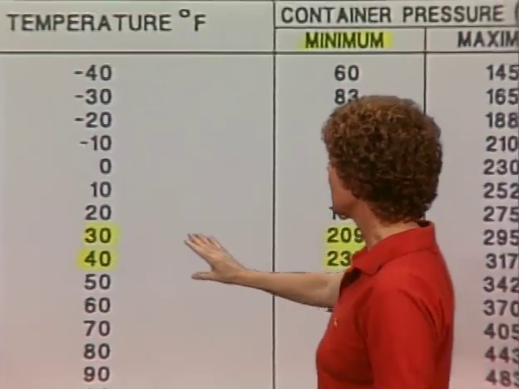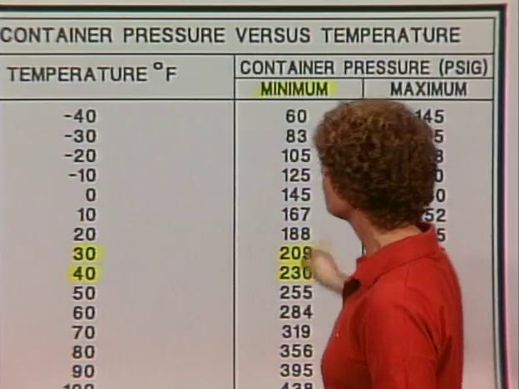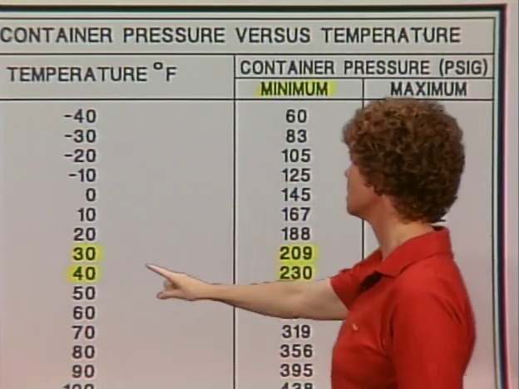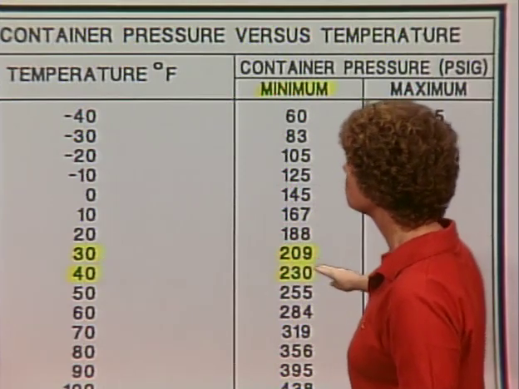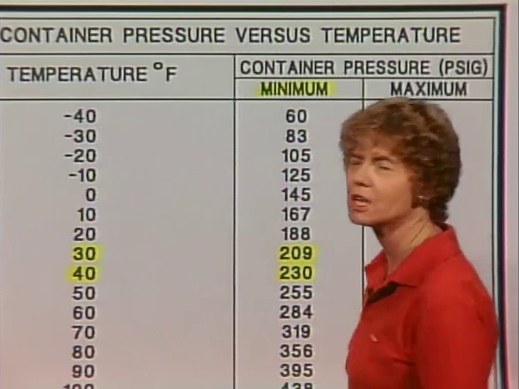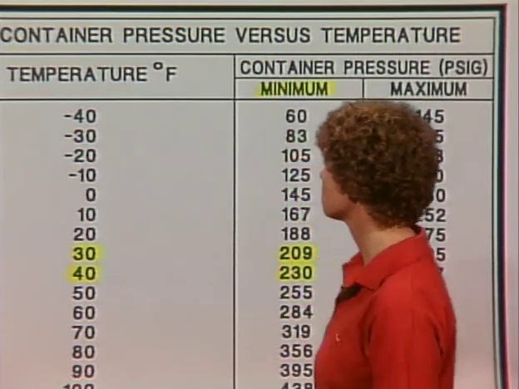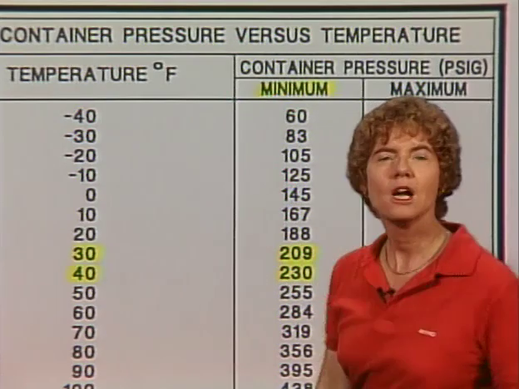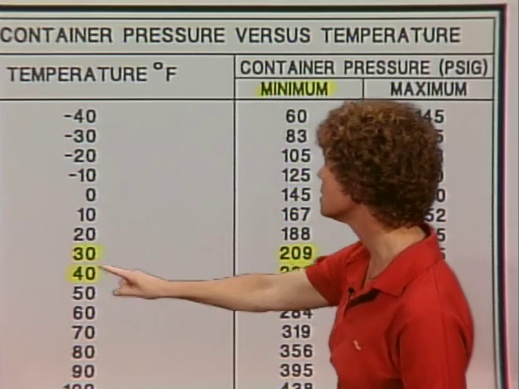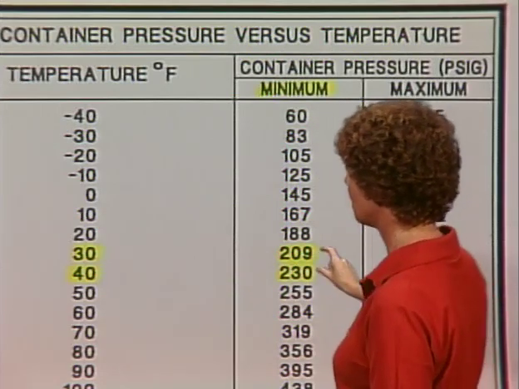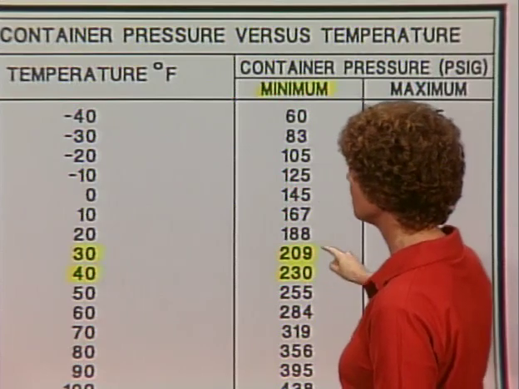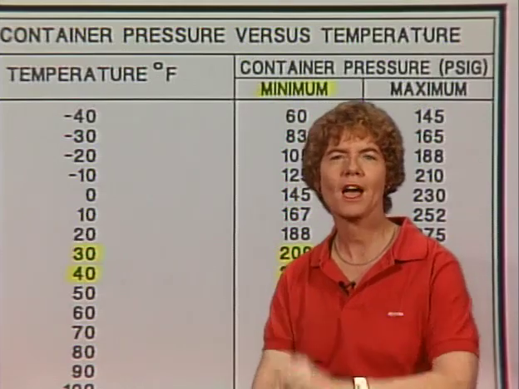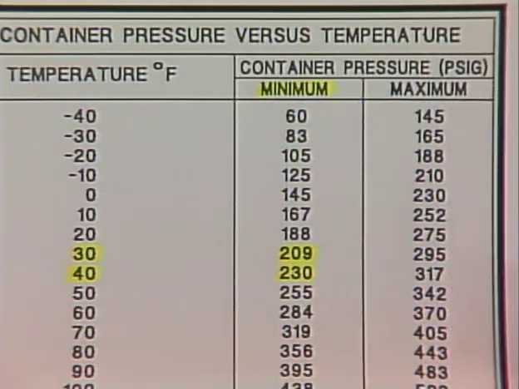So let's take a look at the center column, which is the column for the minimum container pressure. If the temperature were 30 degrees, then the container pressure allowable would be 209 psig. If the temperature were 40 degrees, the allowable minimum pressure would be 230 psig. The temperature is 33 degrees, and that means the minimum allowable pressure will be between 209 and 230 psig. So we have to interpolate with those numbers.